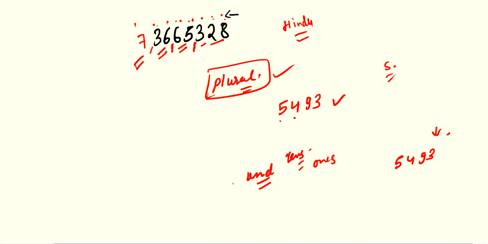Then do not put commas when writing the numeral in words. If we are writing in words, then we are not supposed to use commas. Commas we can use only in a number or numeral, not in numeration. So this is your Indo-Arabic Indian system of numeration. The next is the international system of numeration.